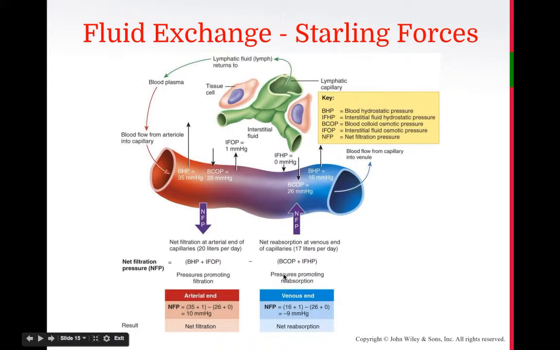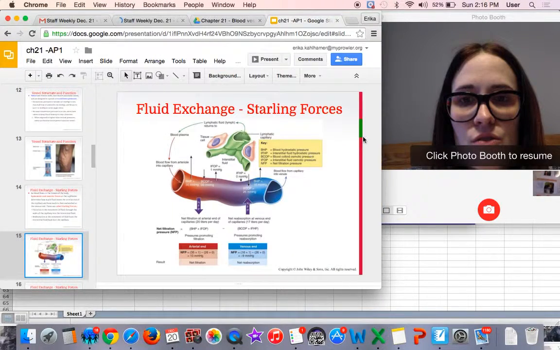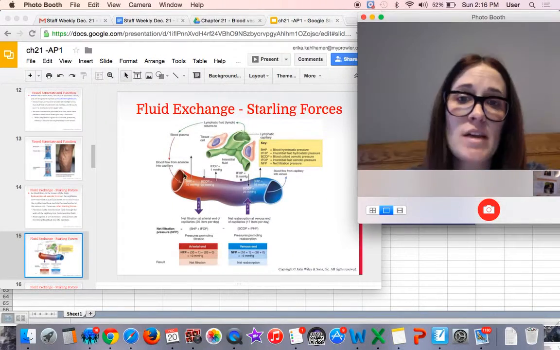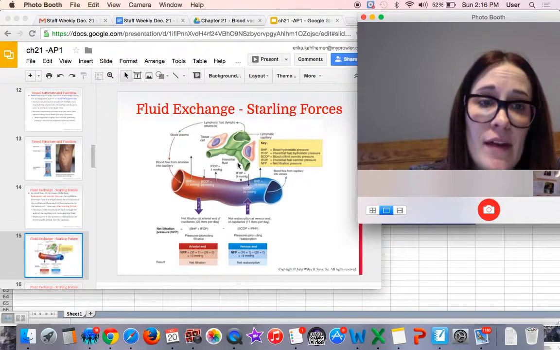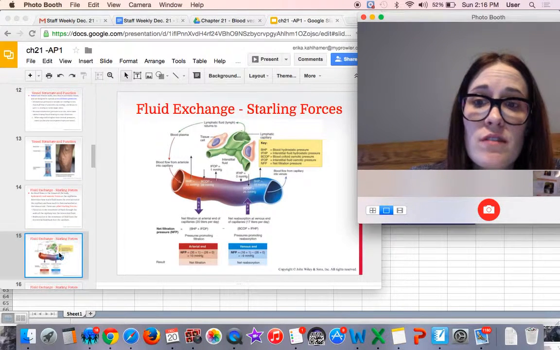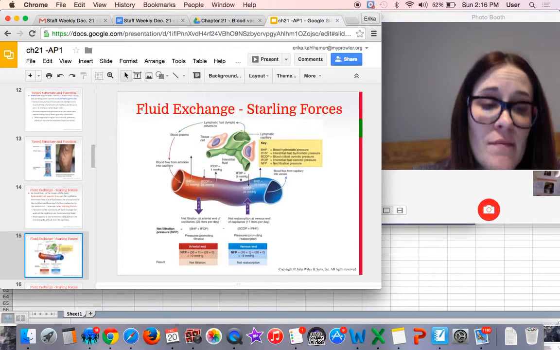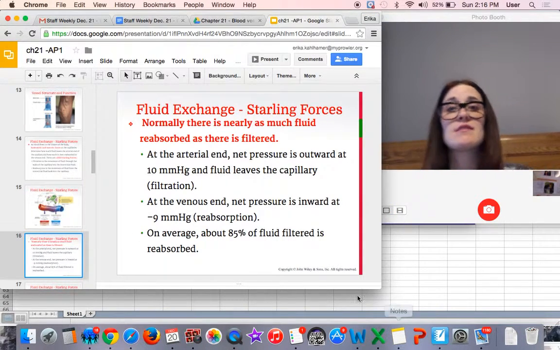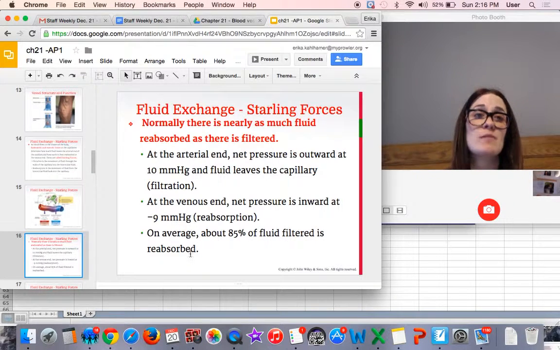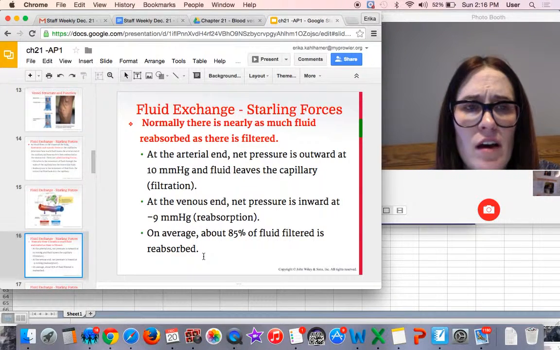And this is when our fluid goes back into the blood vessel, the capillaries, is called net reabsorption. And you'll also see in this image, besides the blood vessel, we have a lymphatic capillary. Most of the fluid that goes out eventually is reabsorbed into the blood. About 85% of the fluid is reabsorbed. What happens to that other 15%?